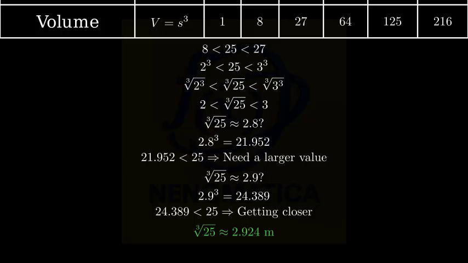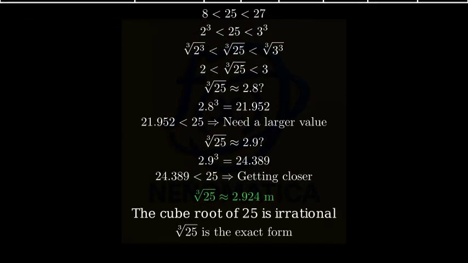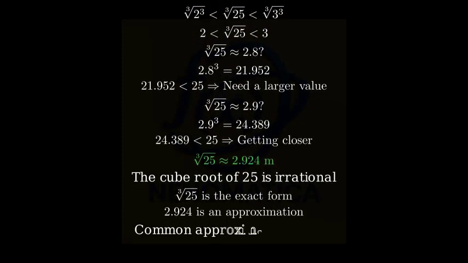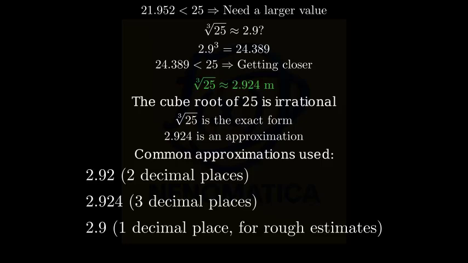It's important to understand that the cube root of 25 is an irrational number. This means that its decimal representation never terminates or repeats. With a calculator, we can get approximations, but the exact value is expressed as the cube root of 25. In real-world applications, we often use approximate values like 2.92, 2.924, or 2.9, depending on the level of precision needed.